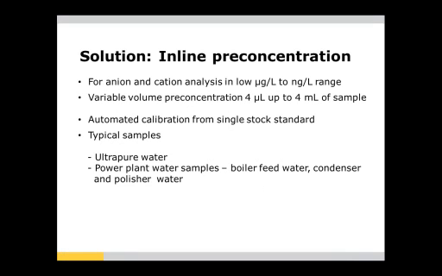Inline pre-concentration is suitable for ppb to ppt level analysis, and using liquid handling devices, we can do variable volume pre-concentration from 4 microliters to 4 ml of sample volume. This allows the user to perform an automated calibration from a single stock standard. It's highly recommended for ultra pure water analysis and power plant water matrices like boiler feed water, condenser water, as well as polisher water.